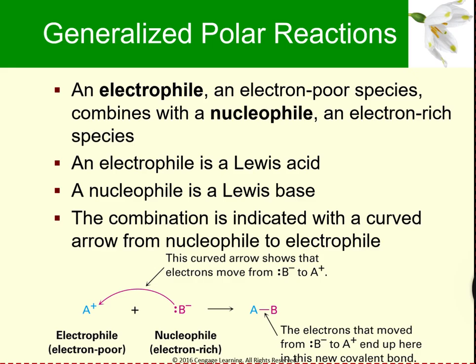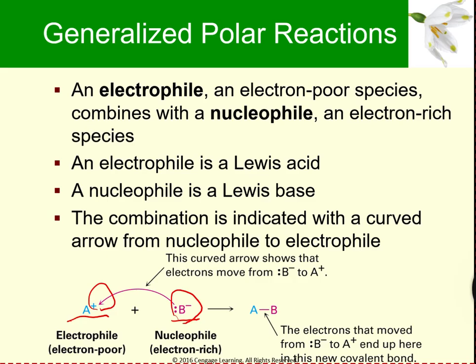Now, I explained the half-headed arrow and complete arrow in previous slides. In polar reactions, we usually use the complete arrow to indicate the movement of two electrons. Like here, B minus and A plus. Then you have two electrons on the B minus, and A is plus because it's short of electrons. Because it's lacking electrons, it will accept electrons.